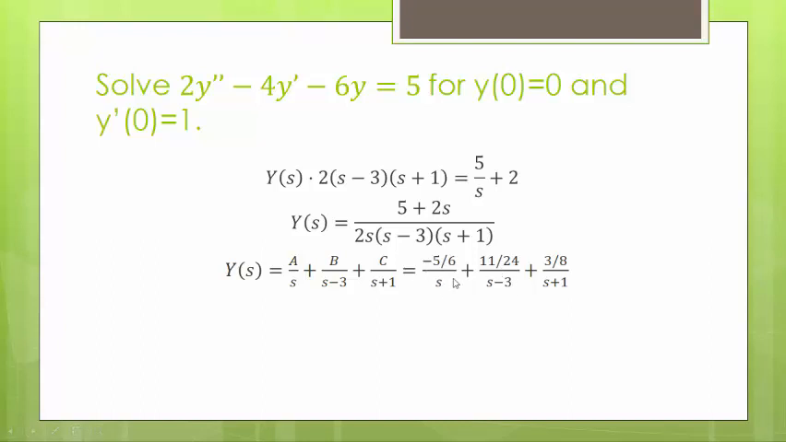So what I'm going to do is take the inverse Laplace transform of every term. So Y of s, I'll have y of t here. This, when I apply the inverse Laplace transform, will simply be the constant negative 5/6. Here I have 11/24 times e to the 3t, 3/8 e to the negative t, and this would be my solution for y of t. Now if that was too fast, I apologize, and I just ask that you go back through those 3 slides and try that again. I have assigned 3 problems that will relate to this.